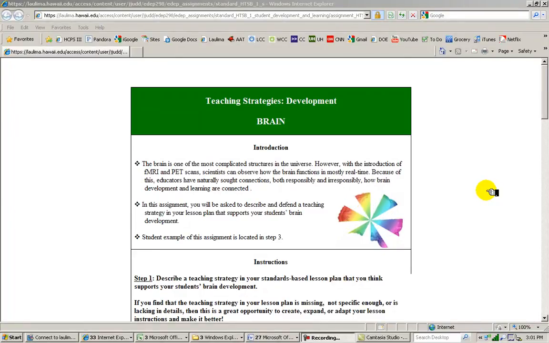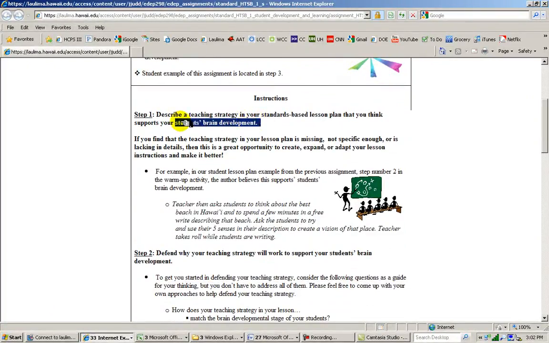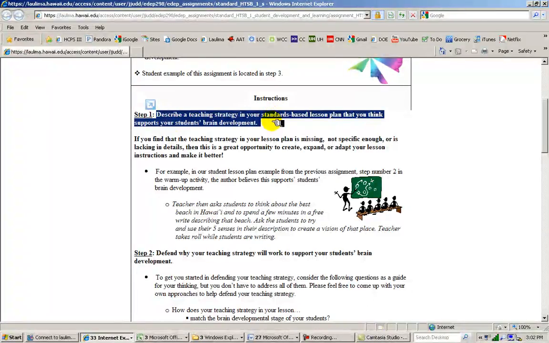Now that you've completed a basic lesson plan, it's time to make sure that lesson plan is really supporting the development of our students. So in this assignment, you're going to be asked to describe and defend a teaching strategy that's in your current lesson plan that does support your students' brain development. So in step 1, you're going to find that teaching strategy and describe it.